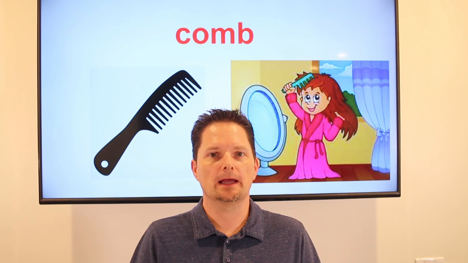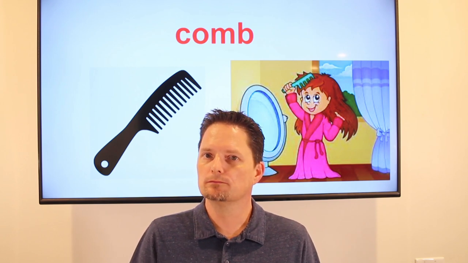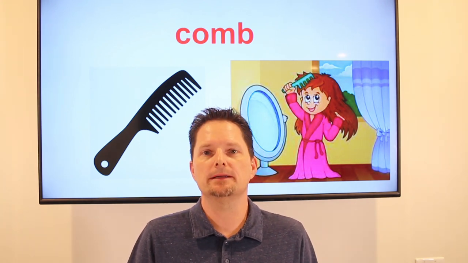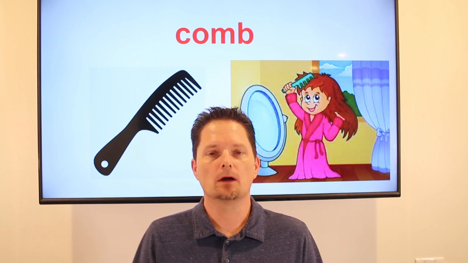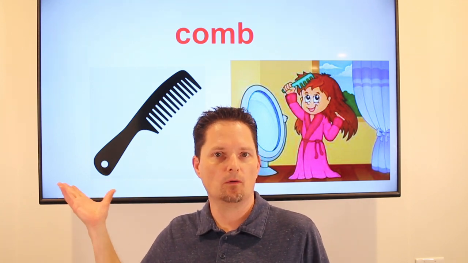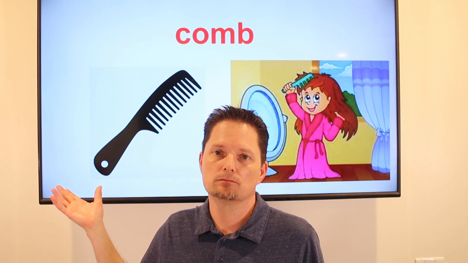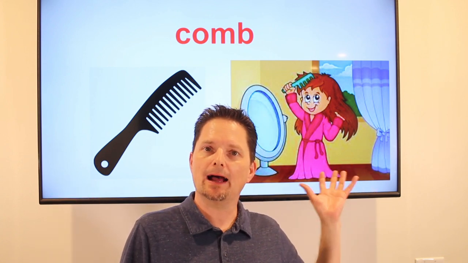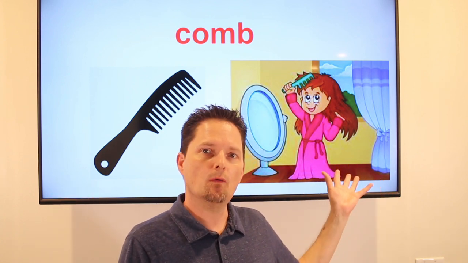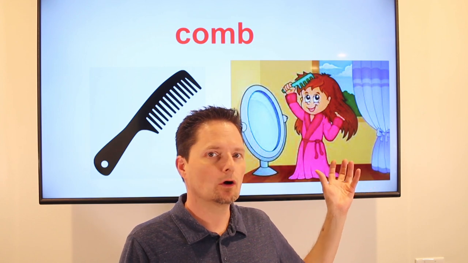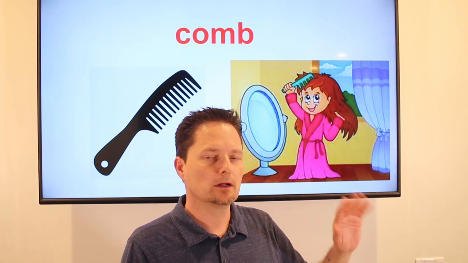Very good. Example, comb. No B. The B is silent. Comb. Comb is a noun. This is a comb. I don't have a comb. And comb is a verb. It's an action. She is combing her hair. Combing. No B. She's combing her hair.